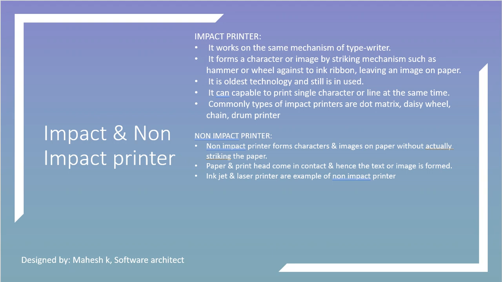Okay, so how it works is, it has one print head, and the ink ribbon is installed there. When we give the print command, the head hammers on the ribbon and the output is printed on the page. This is how it works, but it's very noisy. It is the oldest technology and it's still used. It is capable of printing a single character or a line at the same time. Common types of impact printer are dot matrix printer, daisy wheel, chain and drum printer.